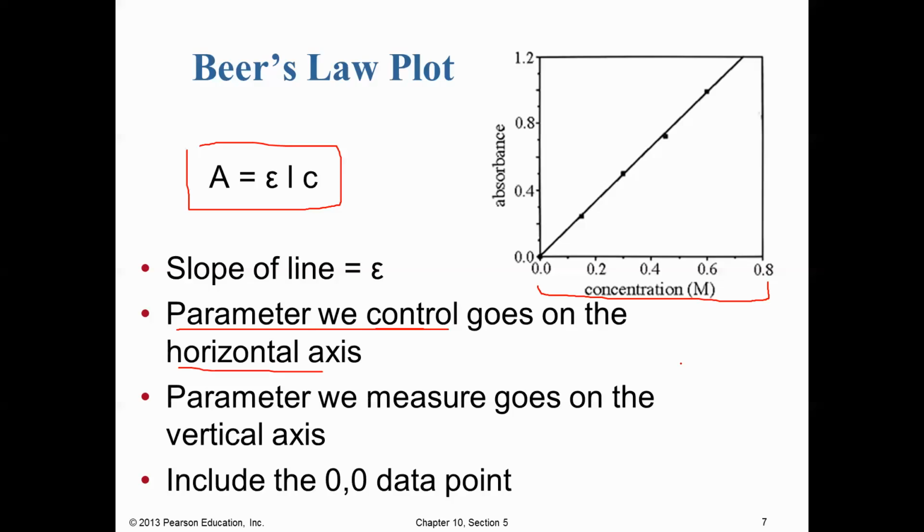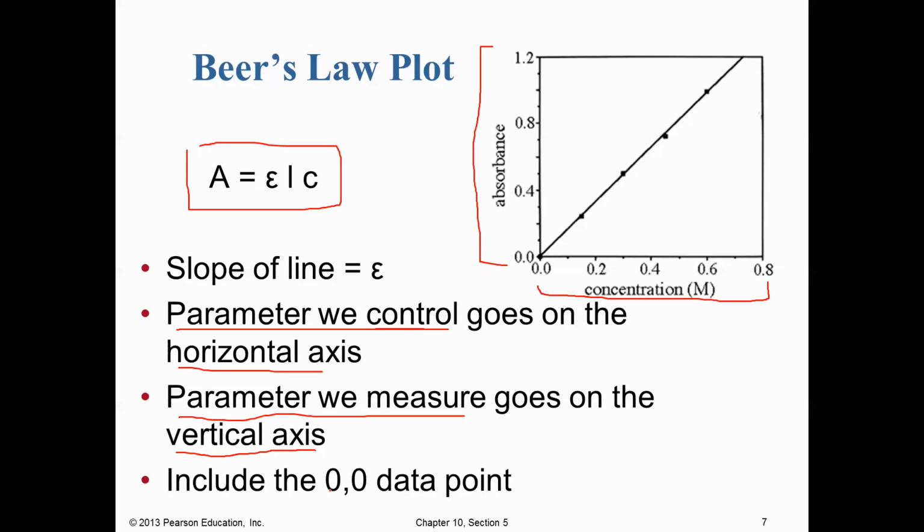As you're making your graphs, always think about which parameter we have control over. In this case, it's concentration. That's going to be on our horizontal axis. But for our vertical axis, this is going to be the thing that we measure. We don't control the absorbance. We're going to measure the absorbance with our instrument, and that's going to go on our vertical axis.